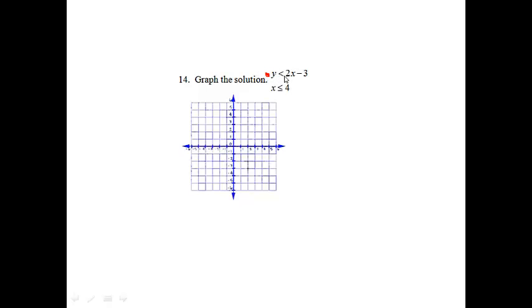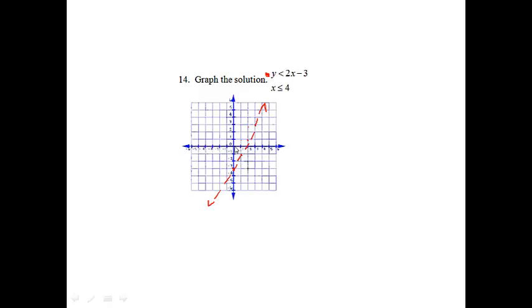I have y is less than 2x minus 3, which means I'm going to start down at negative 3. And then from there, I'm going to go up 2 over 1, up 2 over 1, up 2 over 1. It's going to be a dashed line because there's no equal sign on that inequality.